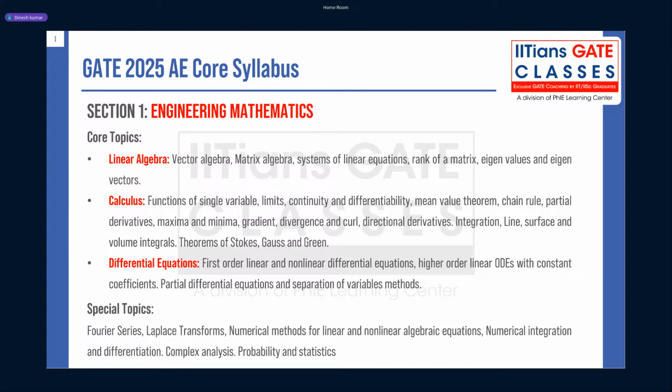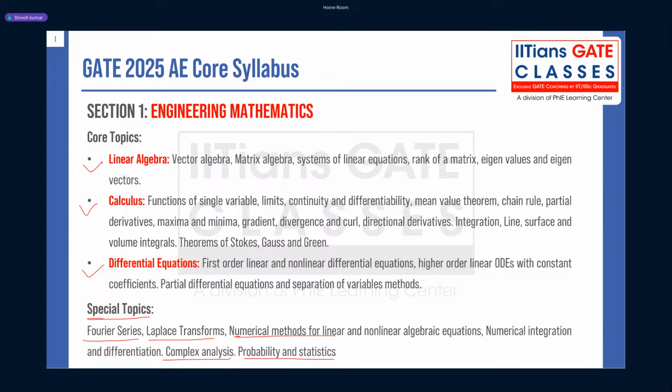Now come to the syllabus for engineering mathematics. For engineering mathematics, the core topics they have mentioned are linear algebra, calculus, and differential equations. But there are many special topics like Laplace transformation, numerical methods, complex analysis, probability and statistics, and Fourier series. Usually we see questions in GATE Aerospace mostly from linear algebra, always calculus, differential equations, and questions from numerical methods, probability and statistics.